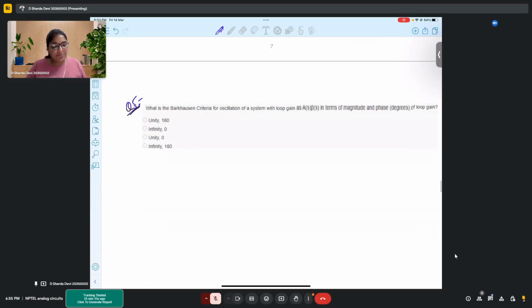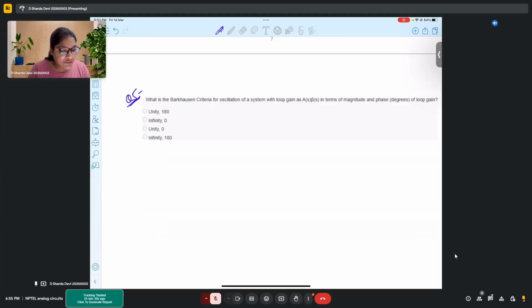So here it is direct. What is Barkhausen criteria for oscillation of a system with loop gain A into beta in terms of magnitude and phase of loop gain? Which option is it? Unity 180, infinity 0, unity 0, infinity 180. Which option would you select for Barkhausen criteria? We already discussed this, right? Unity 0. Yes, C option. So for Barkhausen criteria, your magnitudes should multiply to 1 or 0 dBs, unity or 0 dBs. And your phase should come out to be 0 or 360 and so on. Okay.